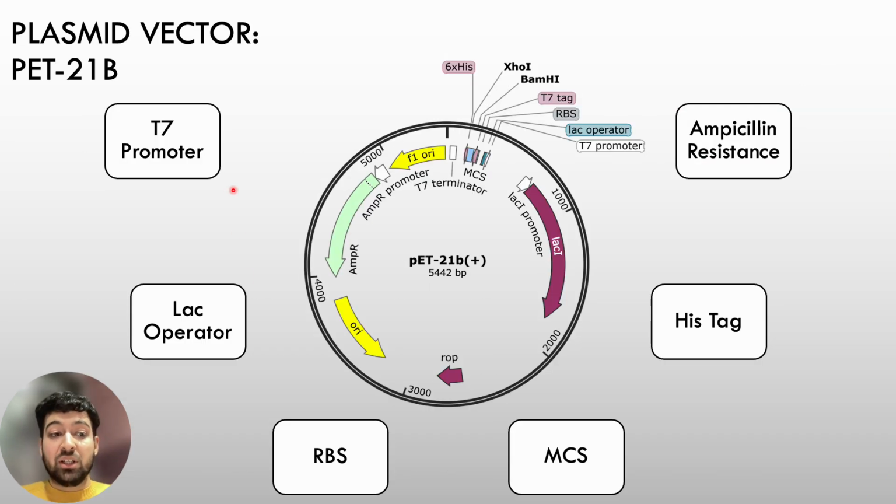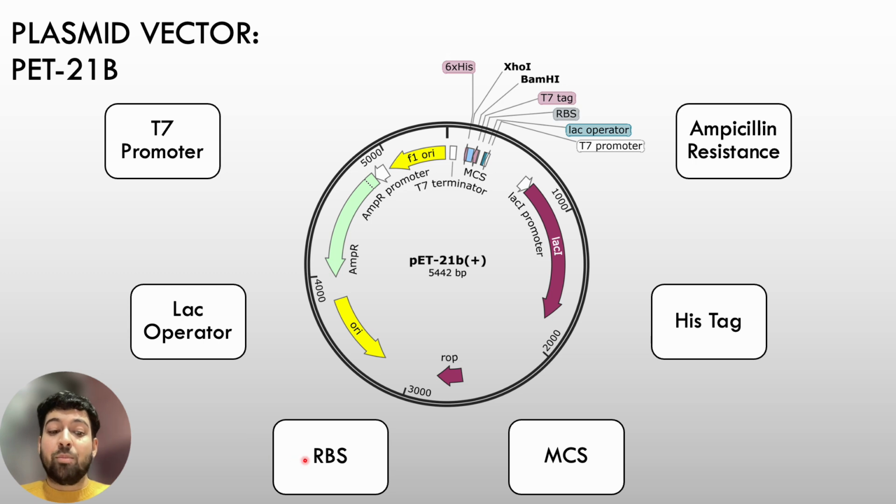So for my project, the plasmid vector that I'll be using is pET21b, which is used for high expression of a protein in E. coli. These are some of the features that it has that make it suitable for my project. The T7 promoter, for example, allows for strong inducible high level protein expression in E. coli. The lac operator allows for the inducible expression of my protein by the addition of IPTG.